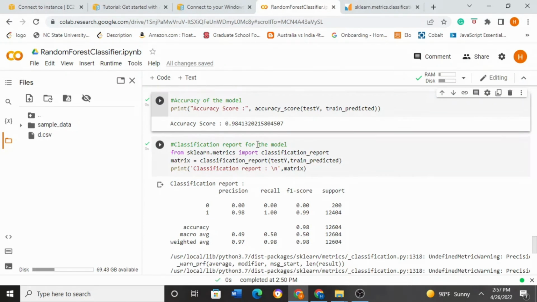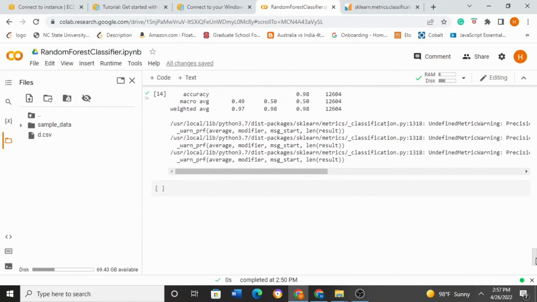I have also included a classification report in which we can see the number of labels, and we can see the accuracy and the weighted average, precision, recall, and F1 scores too for a particular model. Thank you.